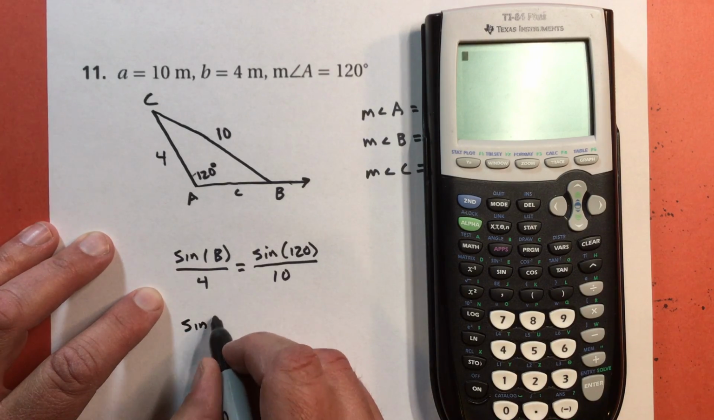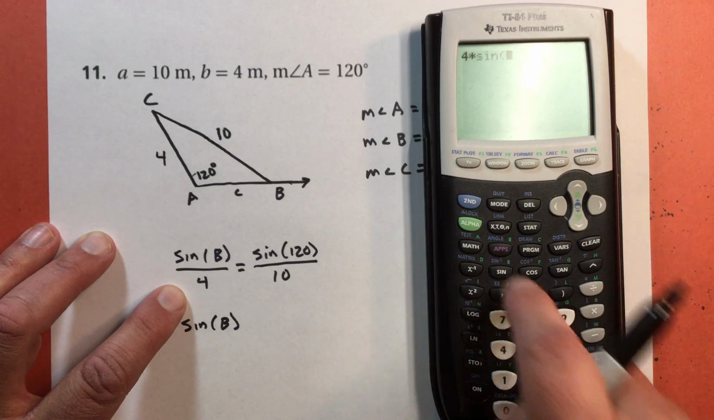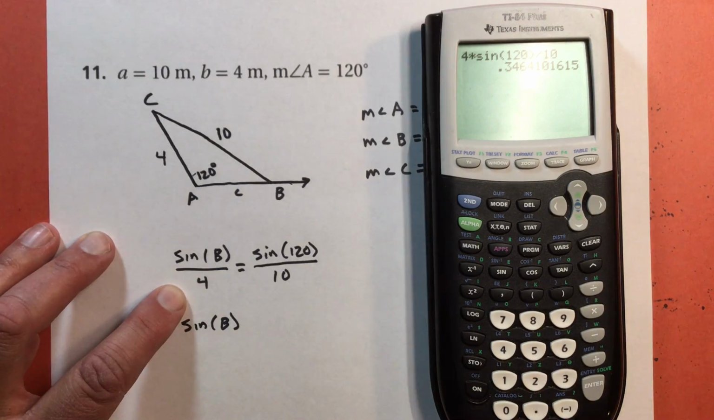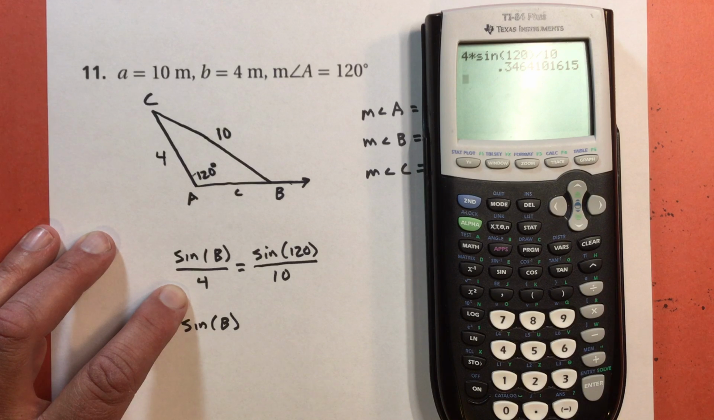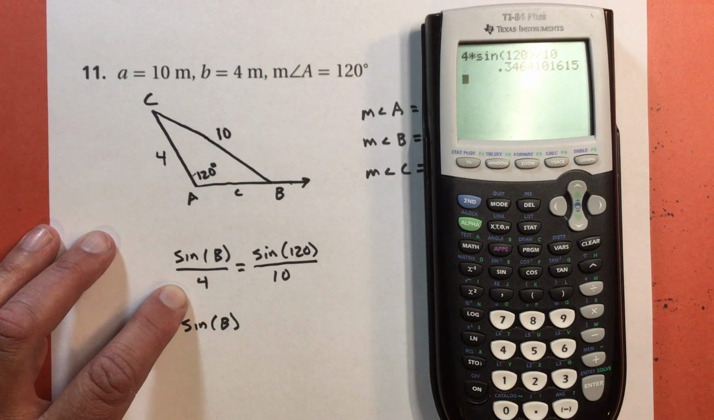But first, let's do this. So sine of B is going to be 4 times sine of 120, close your parentheses, divided by 10. Okay, now that's good because it's a number less than 1. If I get a number bigger than 1, I'm going to be in trouble. If it's less than 0 and between -1, that'll give me a negative angle, and I don't want a negative angle in a triangle. So this number that I get should be bigger than 0, should be positive, but less than the number 1. And if it's not, try it again.